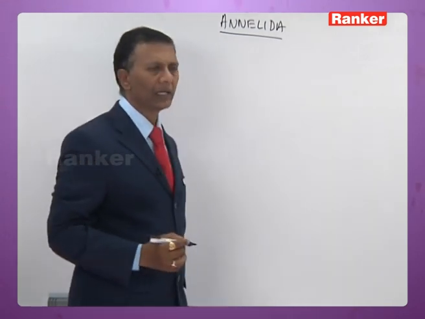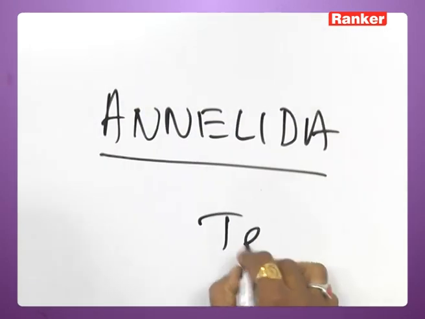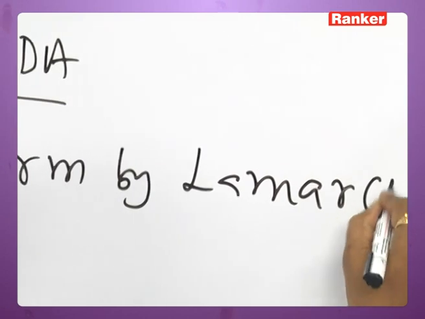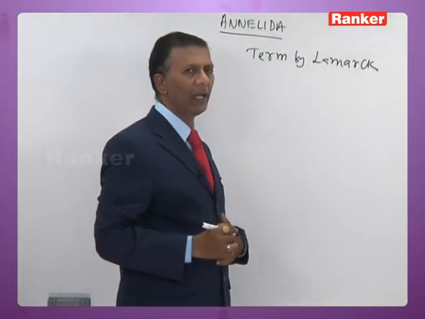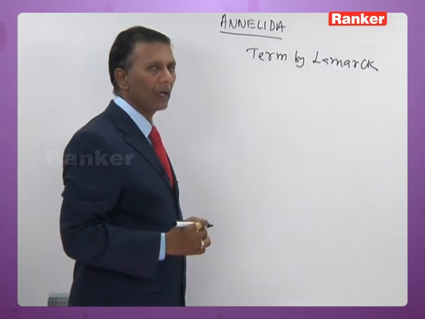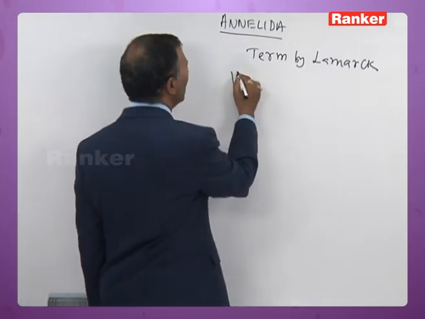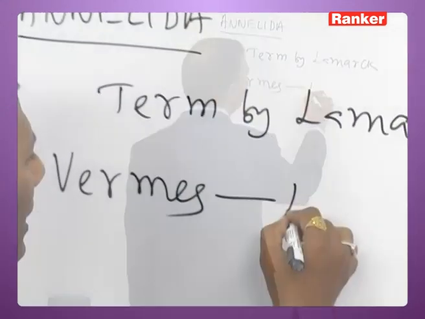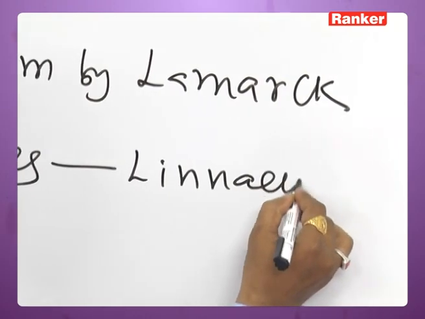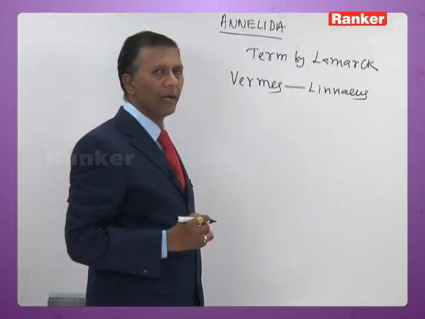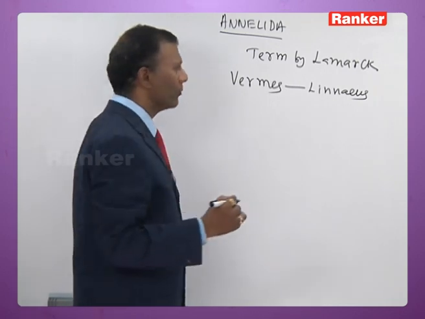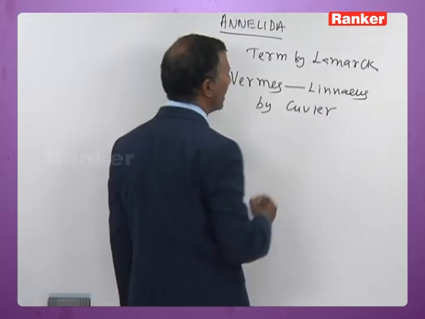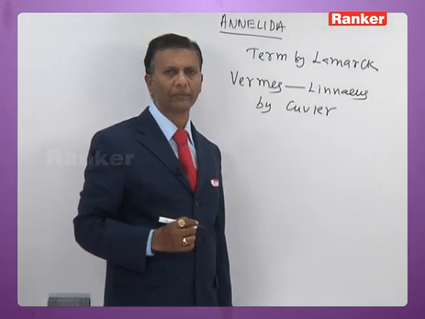The term Annelida was coined by Lamarck. Before Lamarck, all the annelids were placed under worms. They were placed under worms by Linnaeus, and they were separated from worms by Cuvier.